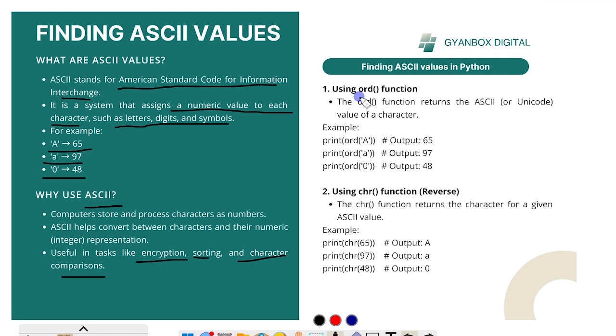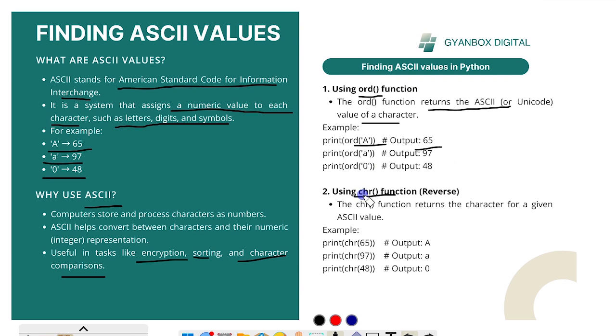So we have two basic built-in functions, ORD and CHR. The ORD function returns the ASCII value for the character that we are going to pass to it. So the example says print ORD of A. Now here A must be passed in double quotes because it is a character, and it is going to give me an output 65, the equivalent numeric value of it from that ASCII table.